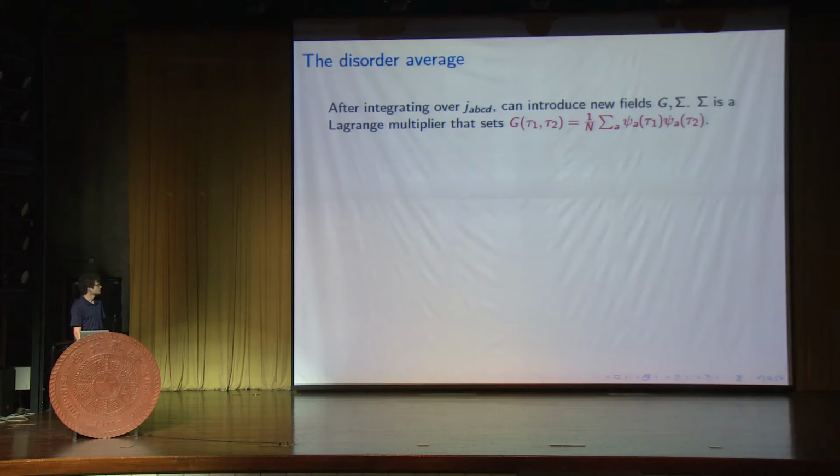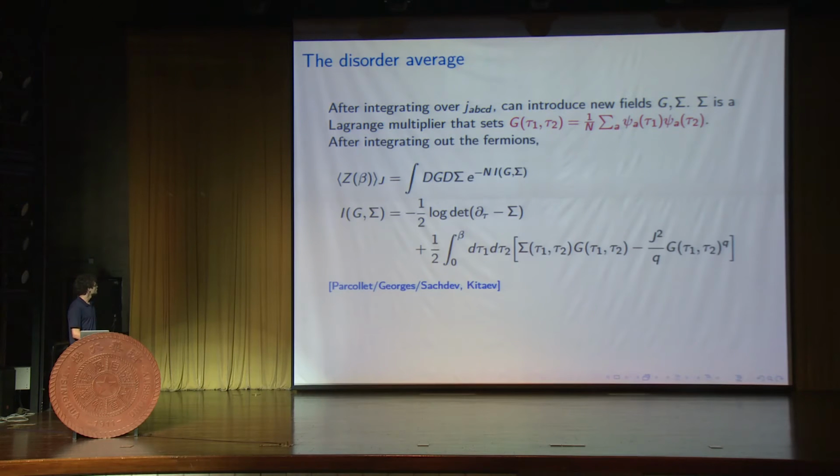It can be simplified a little bit by introducing 2 new fields, G and sigma. Each of these depends on a pair of times. The purpose of sigma is to be a Lagrange multiplier that sets G equal to an average bilinear of the fermions. I've colored this one red because I'm going to refer to it later. So the statement is that G will be this average bilinear of the fermions, and sigma enforces that. The point of going through G and sigma is that then the fermions enter only quadratically, and so I apologize for just dropping this on you, but this is what one finds.